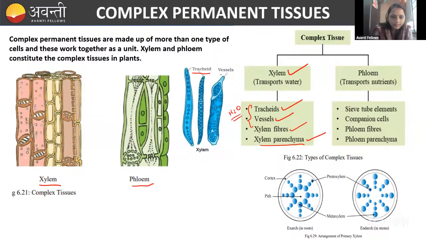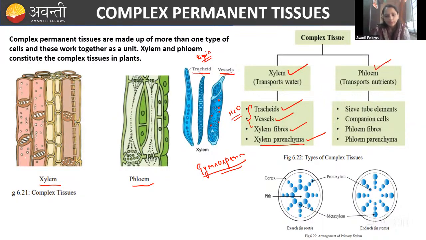And here you can see the tracheids and vessels. Both consist of lignin. Xylem vessels have perforations or pits inside. Then coming to the gymnosperms, xylem vessels are absent here. Only tracheids are present. Only tracheids conduct the water in gymnosperms.